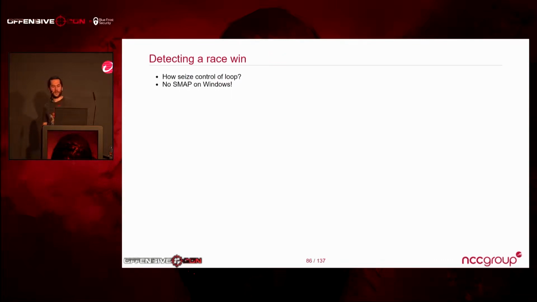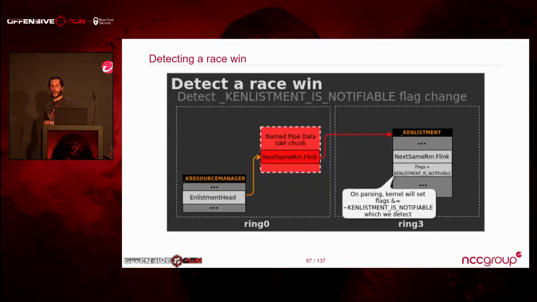So how do we go from that to actually detecting a race win? Because we are in New Zealand, we don't know when we win the race. The thing is, there is no SMAP, so that's very useful. What we can do is use the first fake chunk that was replacing the enlistment object, which is in red, to point to an enlistment in New Zealand, which will be touched by the loop at the next iteration, so that when it actually parses the enlistment, it's going to change something, and we can get this information from New Zealand because we can read this enlistment.